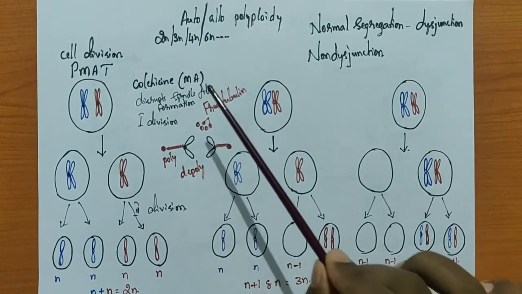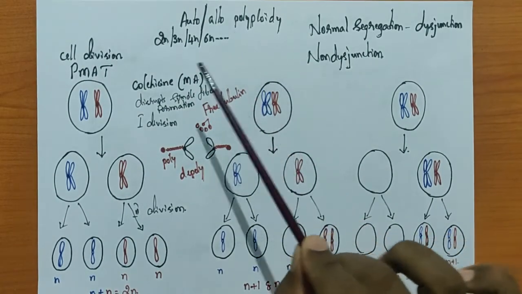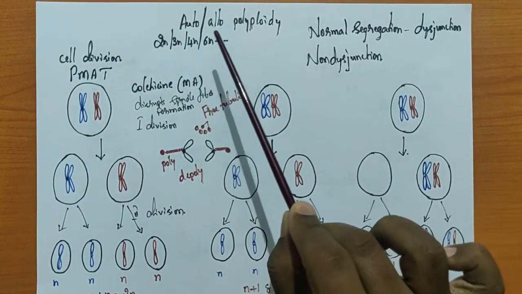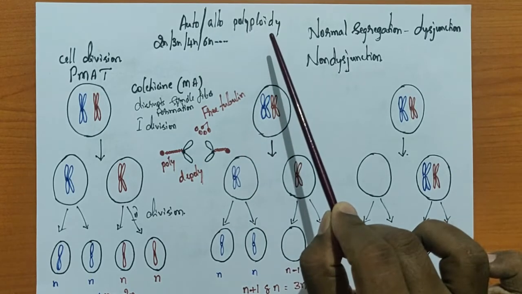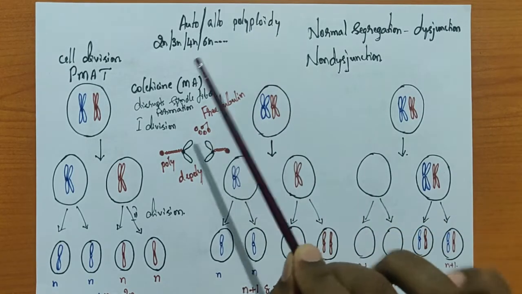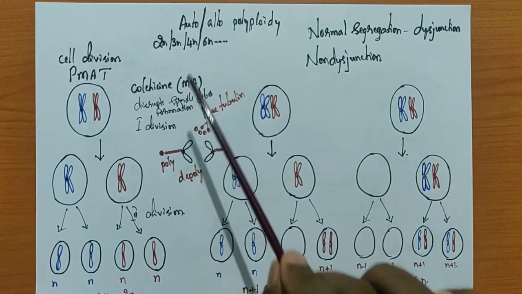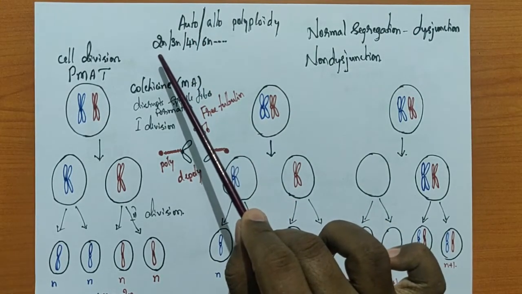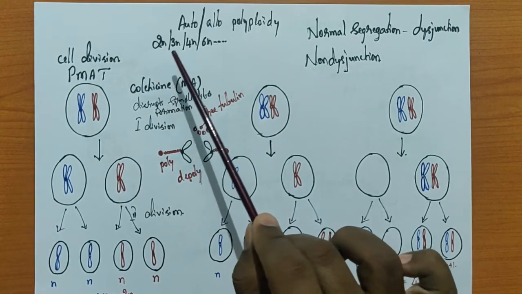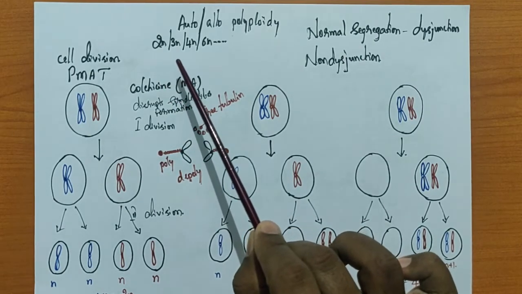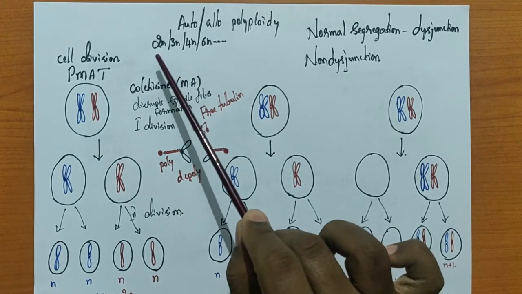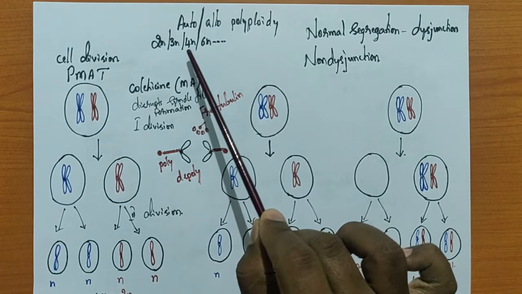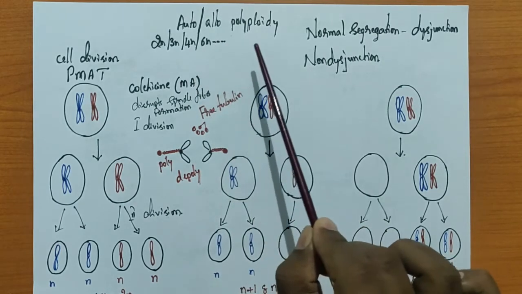So in continuation to our previous video, we will see how an auto as well as an allo polyploidy are generated from a protoplast. In case of an auto polyploidy, the diploid 2n number, we can make sure that the entire chromosomal set can be increased, the copy number can be increased from 2n to 3n. So it is called a triploid, 4n, a tetraploid.